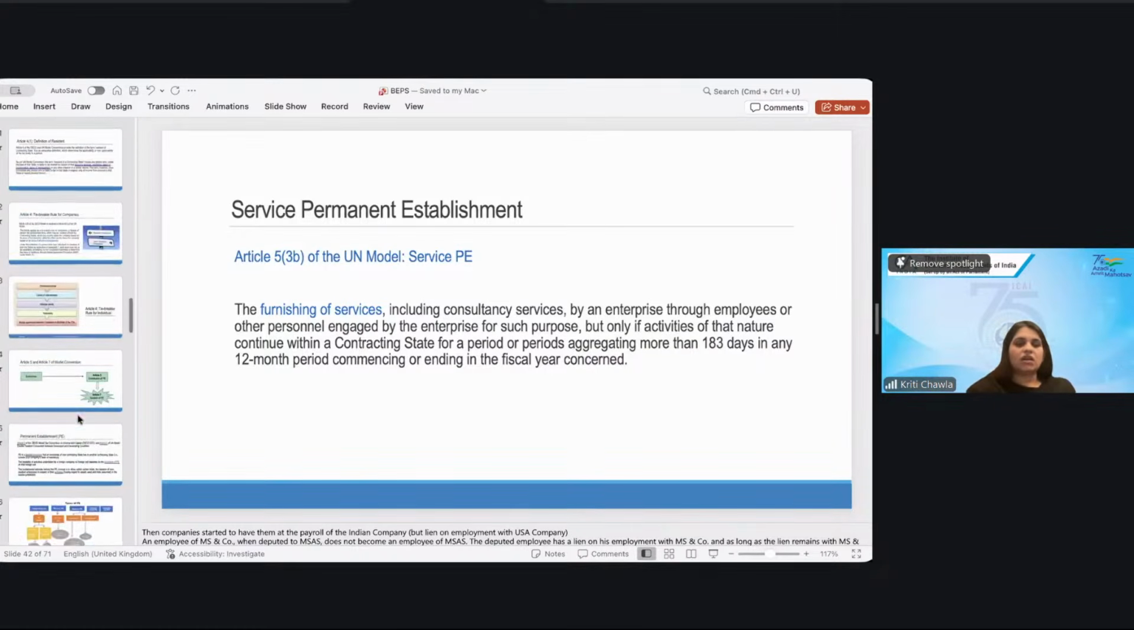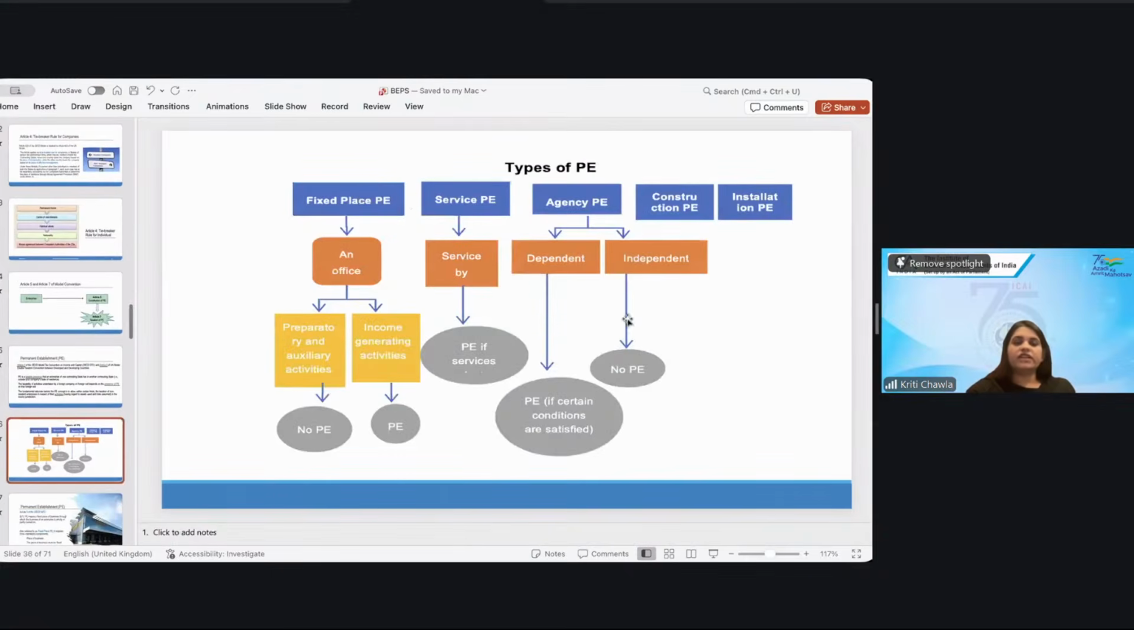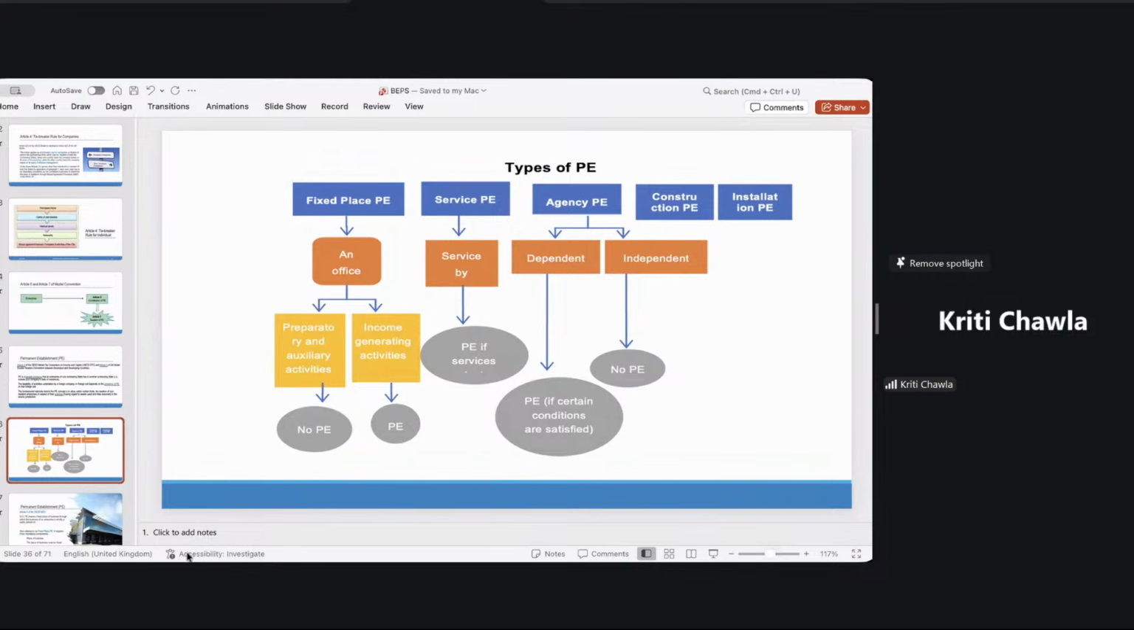So these are, as I mentioned, the different types of permanent establishment. And what I've done is this particular chart also talks about whether this will be a PE or not. It's all provided right here. This is more like a summary chart. So I'd say that you take a minute and just read through this particular chart. Just revise through this particular chart.